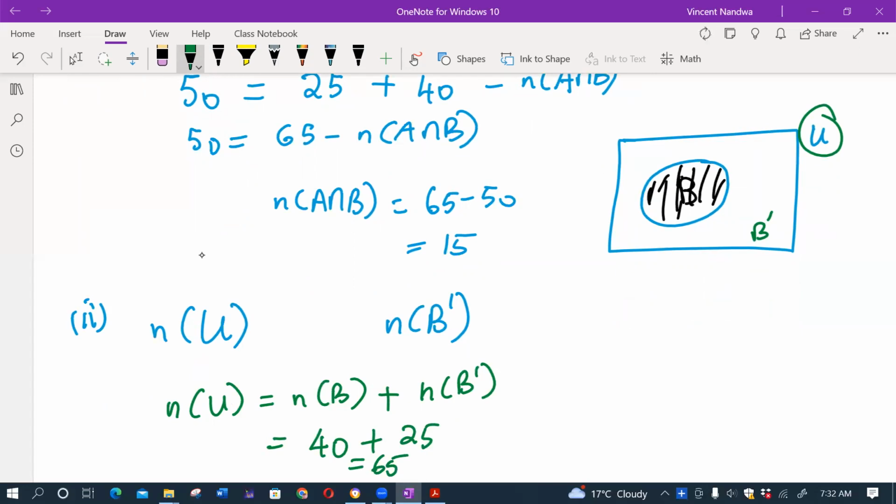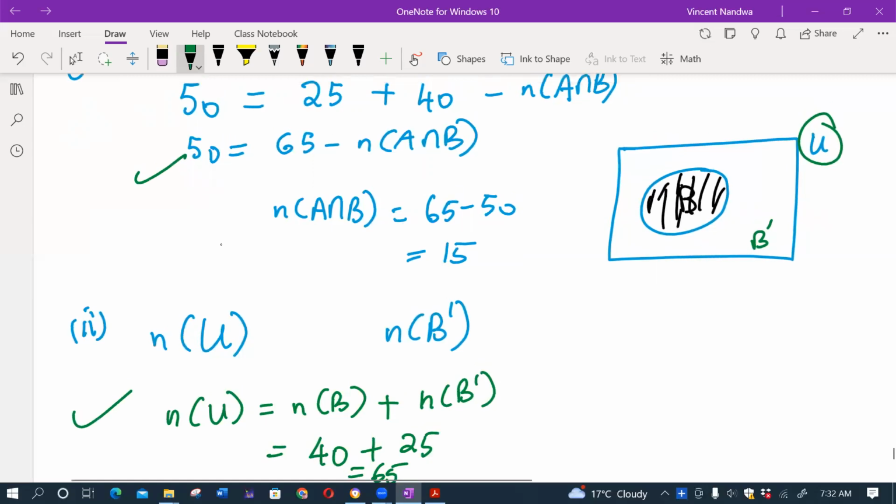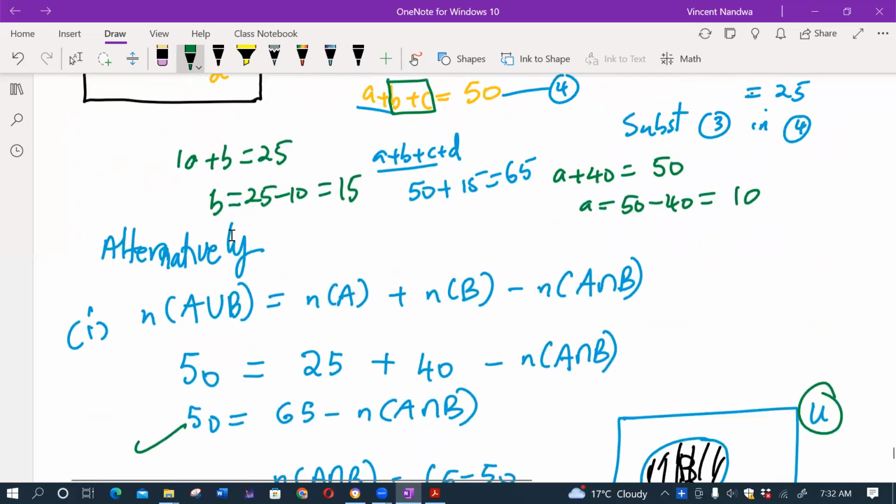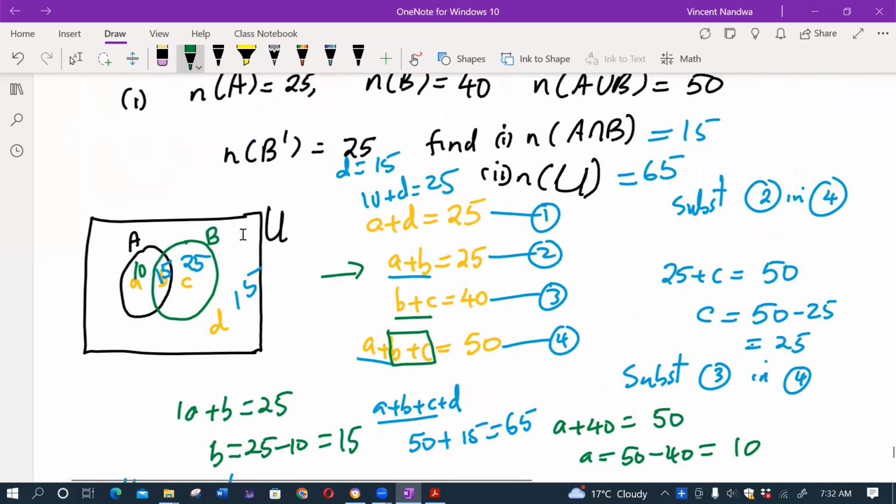So you could either have used the inclusion-exclusion formulas, or if you don't remember them, you just draw the Venn diagram and use the numbers you have to fill different parts of the Venn diagram, and then interpret the problem in terms of the regions within the Venn diagram.